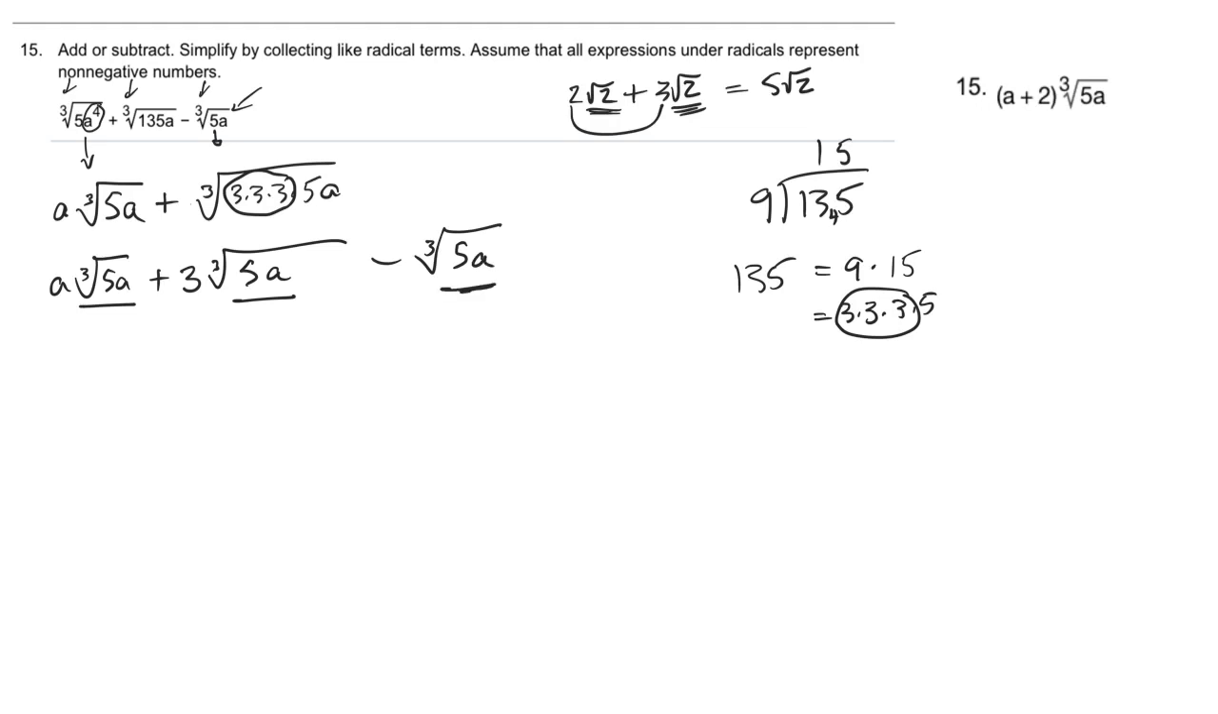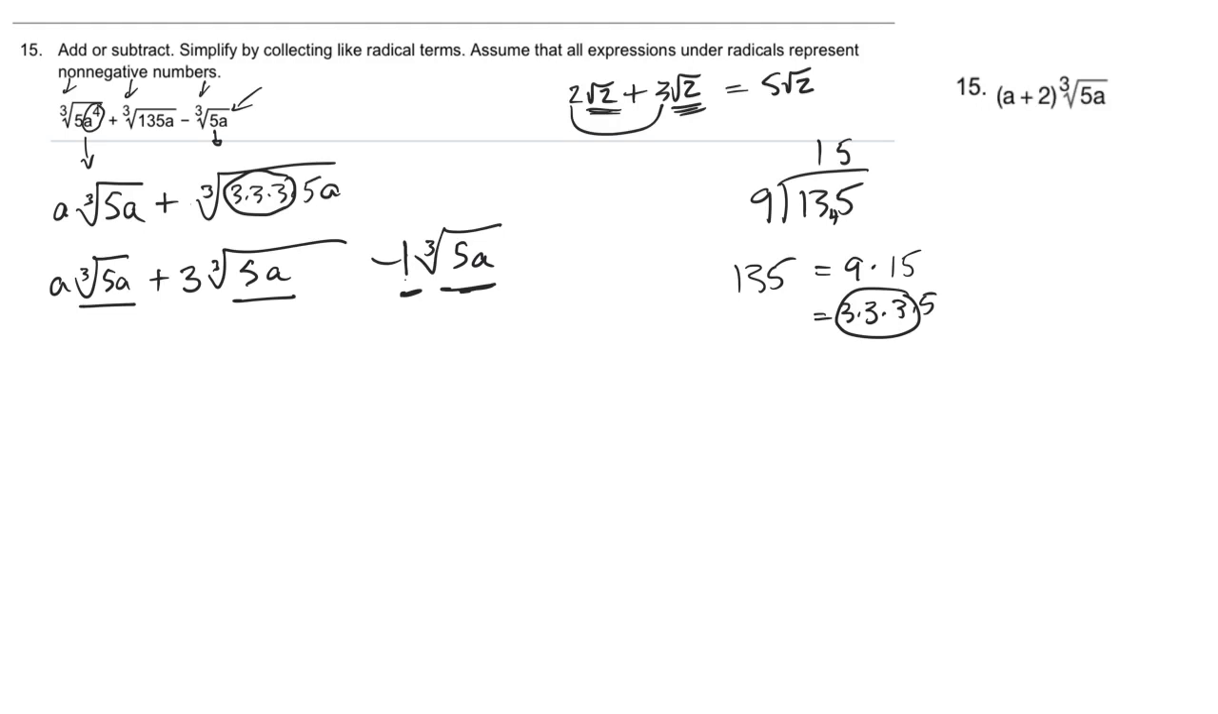Now that they're all the same, I can combine their coefficients. This one doesn't have a coefficient, so I assume it to be a 1. So you could just write a plus 3 minus 1, and then all have the cube root of 5a.